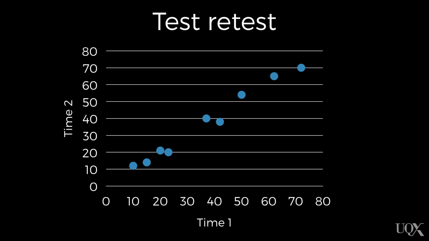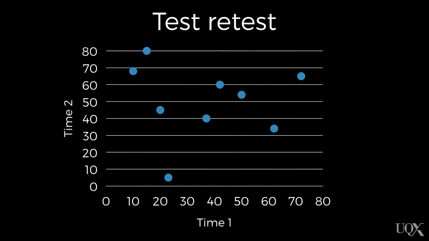This is the exact same graph as before, the same idea conceptually. We're looking for people who scored low on time 1 to also score low on time 2, and people who score high at time 1 who also score high at time 2. The scores are roughly the same between the two testing times. This would indicate that our test reliability is high.